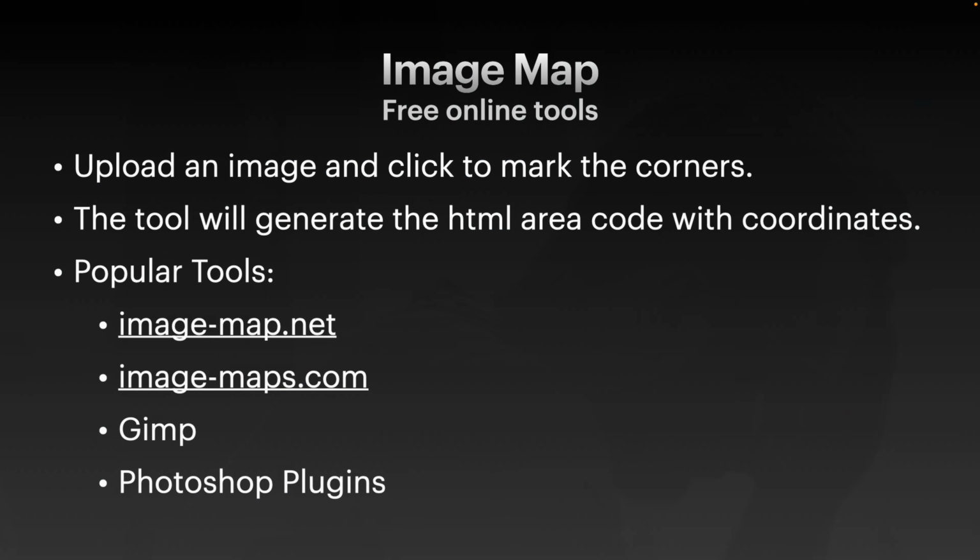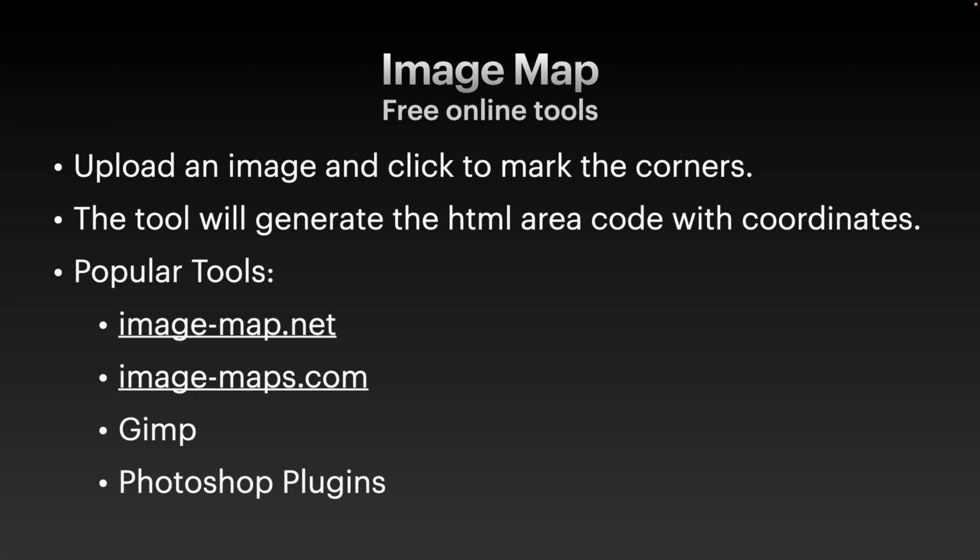To make an image map, we need the coordinates of each clickable region. Doing this is really tough by hand, but thankfully there are some free online tools that make it much easier. With these tools, you can upload an image, click to mark the corners of the area you want, and the tool automatically generates the HTML area code with the right coordinates for you.